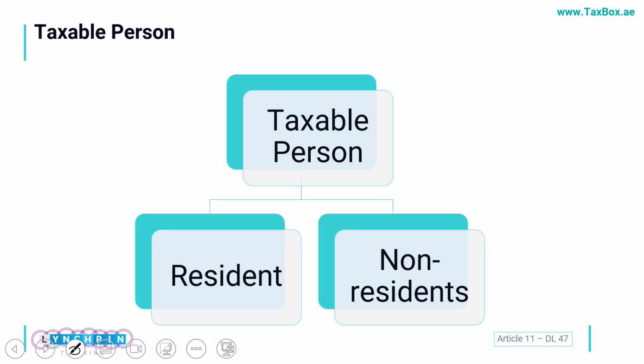As per the CT Article 11, we divide the taxable person into two categories. First one is resident, second one is non-resident. Basically, the main difference between these two is that somebody who is incorporated in UAE and effectively managed and controlled from within UAE will be classified as resident, and somebody who will not fall in this category, of course, will be classified as non-resident. So let's now see them in detail.